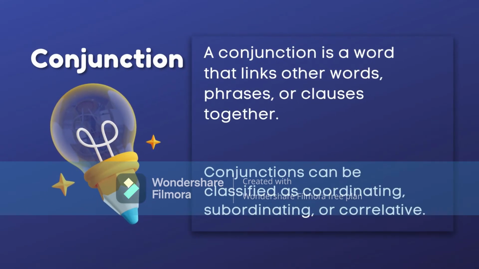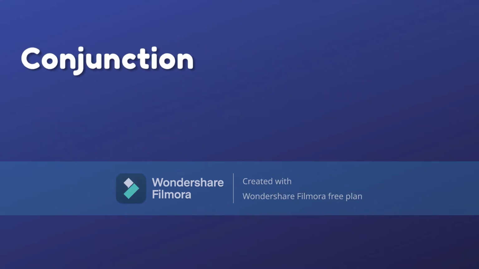What is a conjunction? When we say conjunction, it is a word that links other words, phrases, or clauses together. And it can be classified as coordinating, subordinating, and correlative.